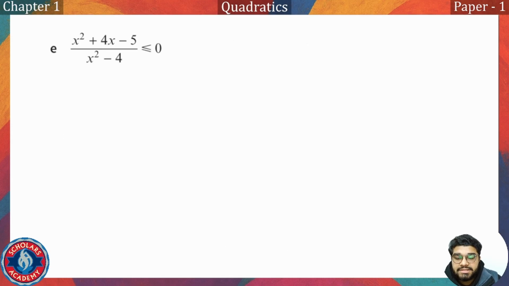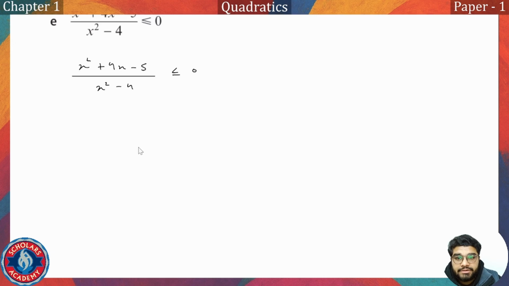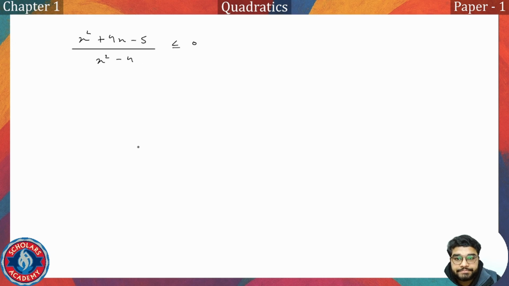All right. Let's simplify it. Let's find the critical points. So what we have over here is x square plus 4x minus 5, divided by x square minus 4, is less than or equal to 0. So first of all, we need to find the factors. So let's factorize this equation. So product is -5, sum is 4.